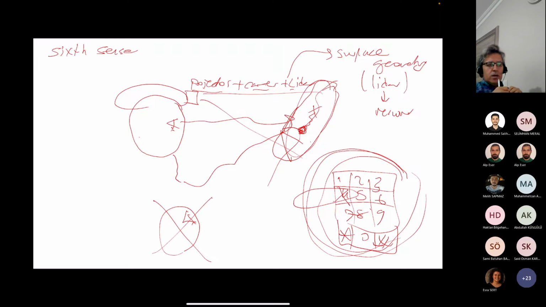So these are the things that you have to think about, right? So they both have advantages. Again, projected augmented reality has its advantages, but also disadvantages as well. Same as with the other one.